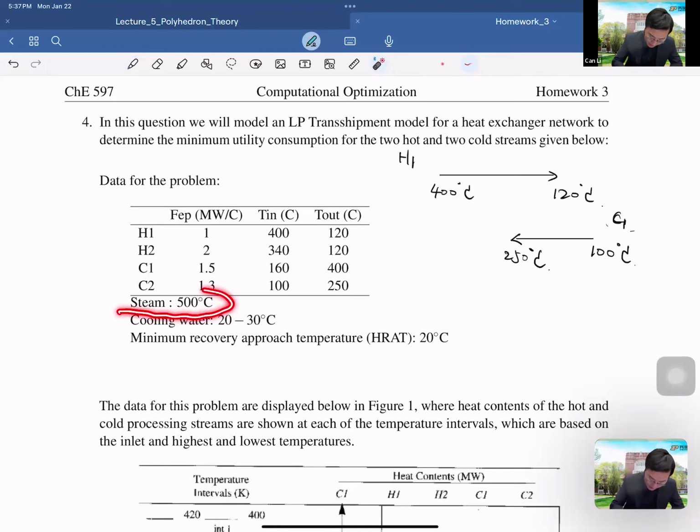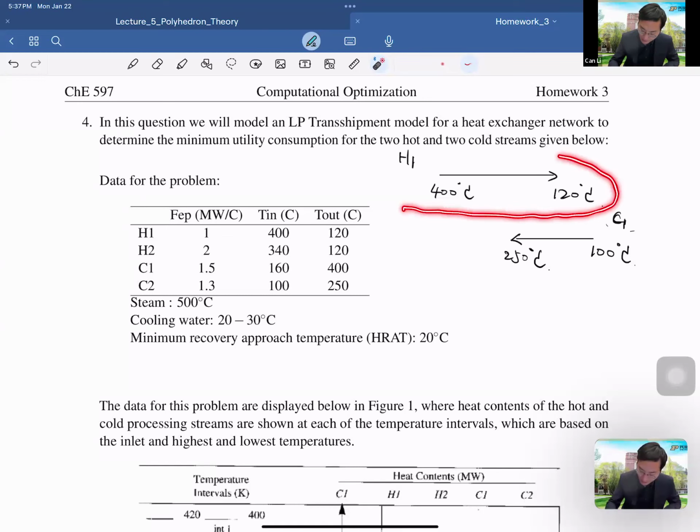problem, the steam is at 500 degrees C. Of course, you can use the steam at 500 degrees C to heat this cold stream from 100 degrees C to 250 degrees C. And the cooling water temperature is at 20 to 30 degrees C. It is easy to see that you can use the cooling water to cool down the hot stream from 400 degrees C to 120 degrees C. Of course, buying those steam and cooling water will cost money.